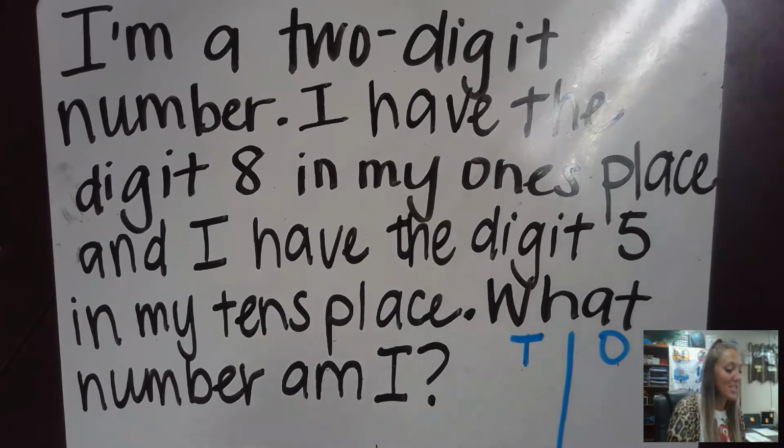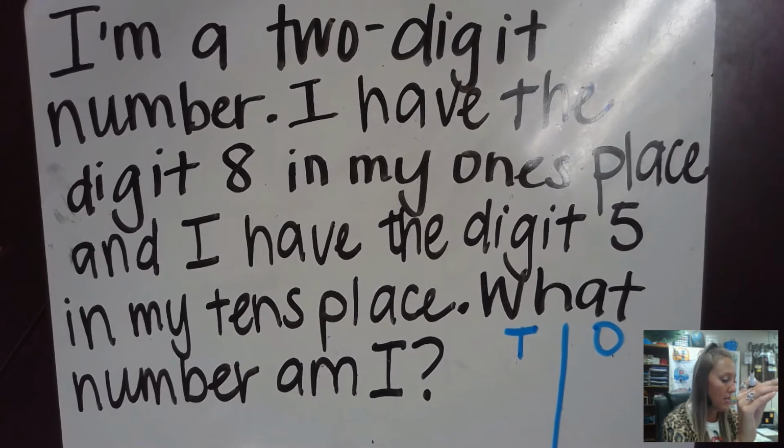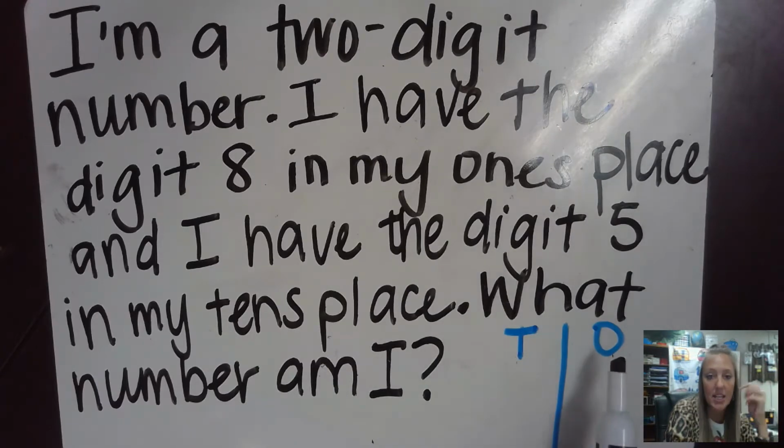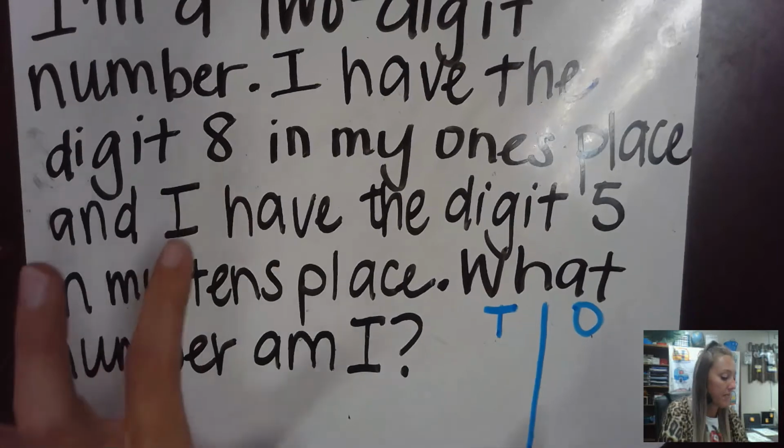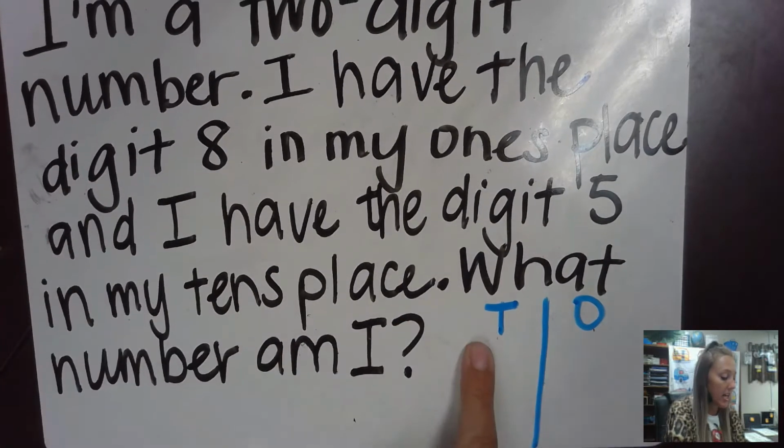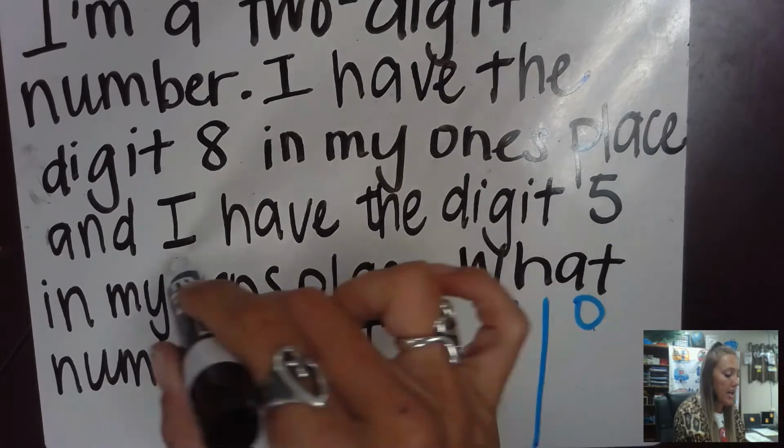Okay, so this is a cool little riddle that I found, and I'm going to read it and then I'm going to work through it. So the riddle starts out as, I'm a 2-digit number. So we know that we have a tens place and a ones place in this number. I have the digit 8 in my ones place, and I have the digit 5 in my tens place. What number am I?